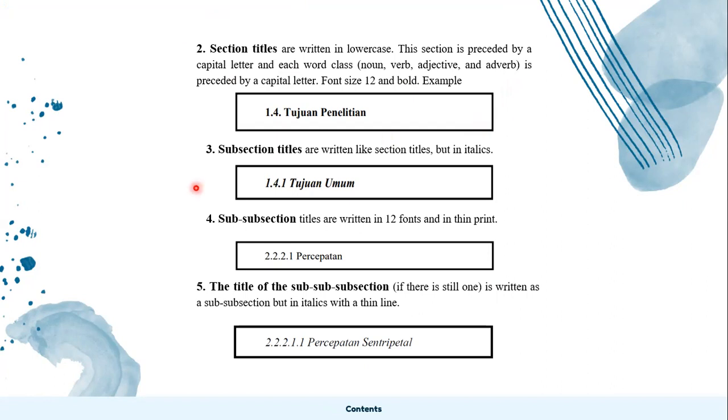And the next is subsection titles. Subsection titles are written like section titles but in italics, like in the following picture. And next is subsection titles. The subsection titles are written in 12 size font and in thin print, like the following figure. And the last, if there is still a further subsection title, it is written as a subsection but in italics with a thin line, like the following figure.